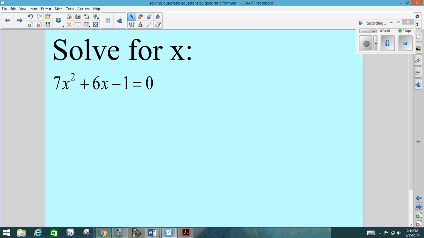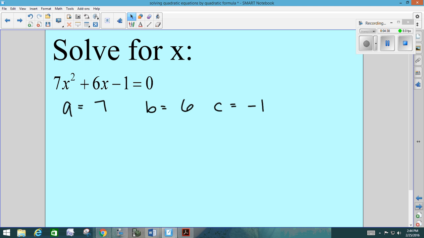This first one is equal to 0. So I'm just going to find my a, b, and c term. What's my a value of this equation? Just the 7. It's just the numerical value. Yep. B would be 6, and then c is negative 1. Good.